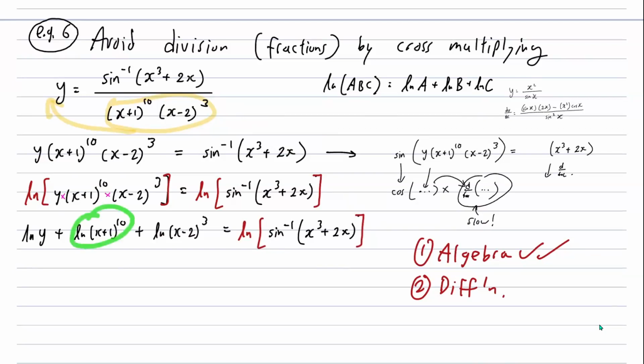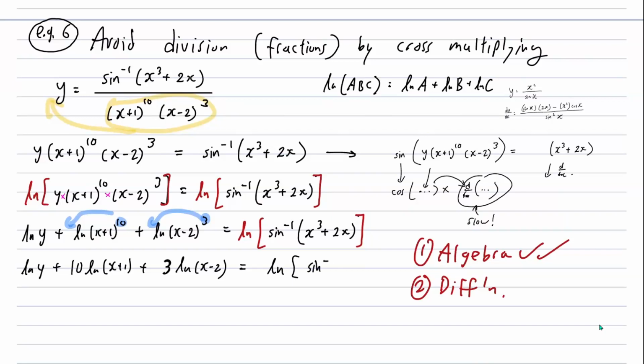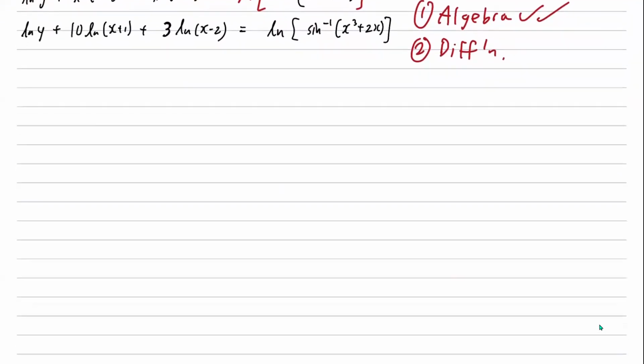But here, ln of x plus 1 power 10, what can we do with power? Bring down, bring down, bring down. Very, very good. So we quickly write that down. Ln y plus, not 3, 10 ln x plus 1 plus 3 ln x minus 2. Okay? Equals ln of sine inverse. This one no choice, just copy and paste only. Good. What do we do next? Any other tricks you can do? Any other algebra tricks you can do before differentiating?